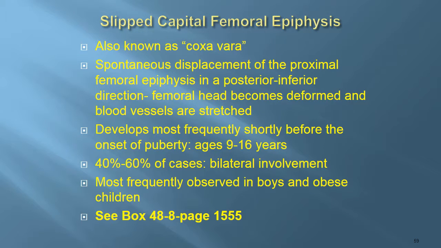Slipped capital femoral epiphysis is also known as coxa vara. It involves spontaneous displacement of the proximal femoral epiphysis in a posterior inferior direction. The femoral head becomes deformed and blood vessels are stretched. It develops most frequently shortly before the onset of puberty, between the ages of 9 and 16. 40 to 60% of the cases have bilateral involvement. It is most frequently observed in boys and in obese children. See box 48-8 on page 1555.